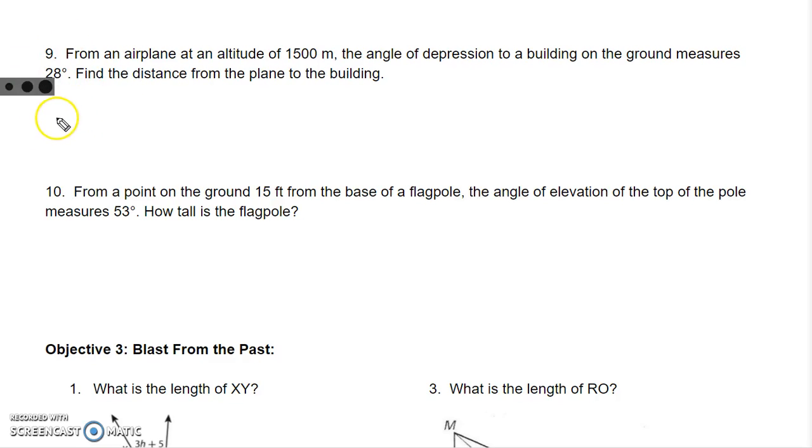Okay, continuing on. From an airplane at an altitude of 1,500 meters, the angle of depression to a building on the ground measures 28 degrees. Find the distance from the plane to the building. So here we have our airplane, and he's got an altitude of 1,500 feet, and altitude is where the airplane is, straight down to the ground, perpendicular. And the angle of depression.